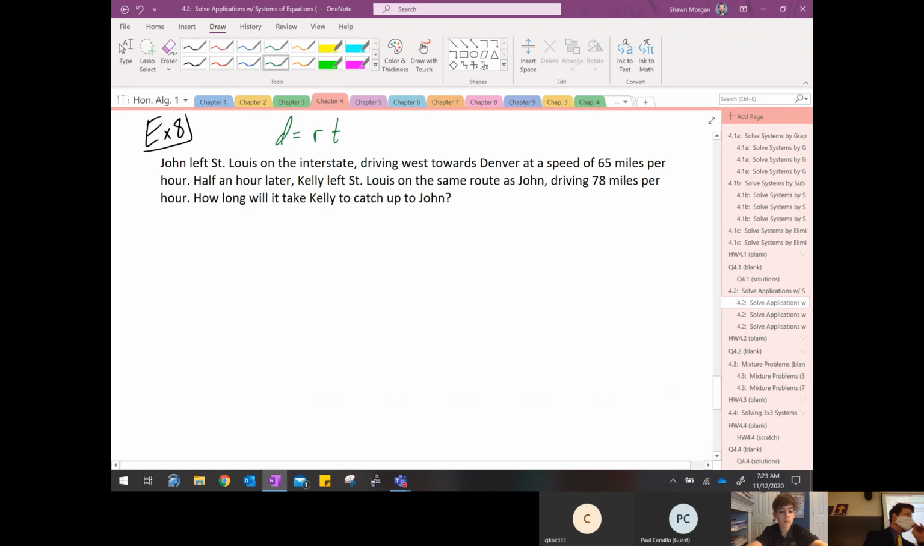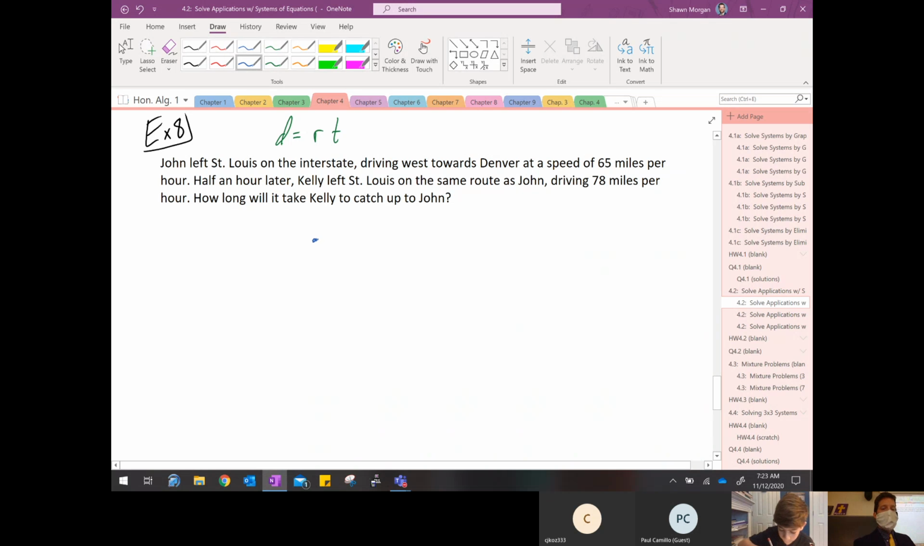Before I even get into the problem, I know that because I see 65 miles per hour, 78 miles per hour. I see somebody's driving on the interstate. To me, that's uniform motion. That's distance equals rate times time. And it ought to jump off the page at you as fast as that. You ought to click and say, dirt problem right here. All right. Now, here's the rundown.